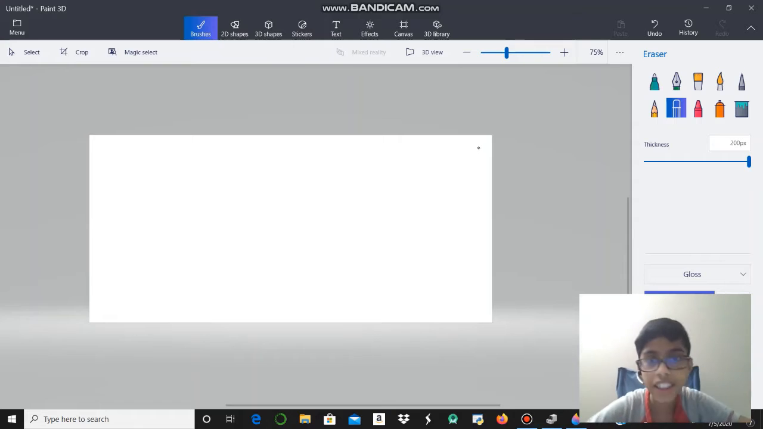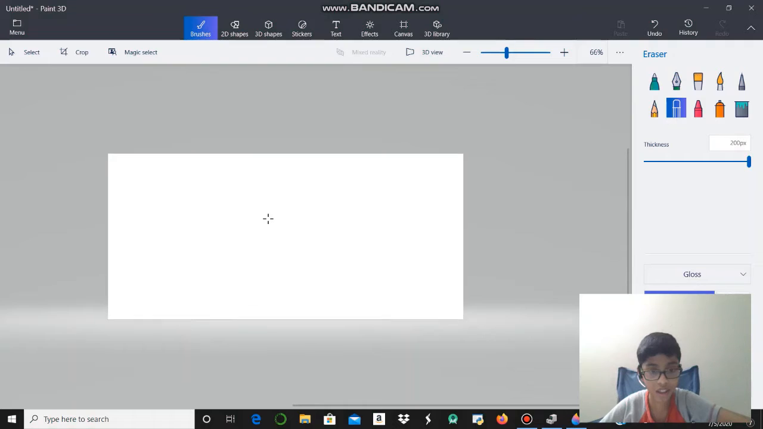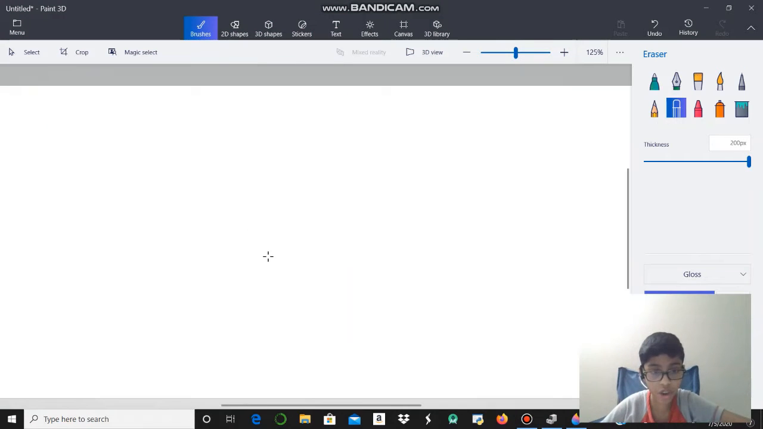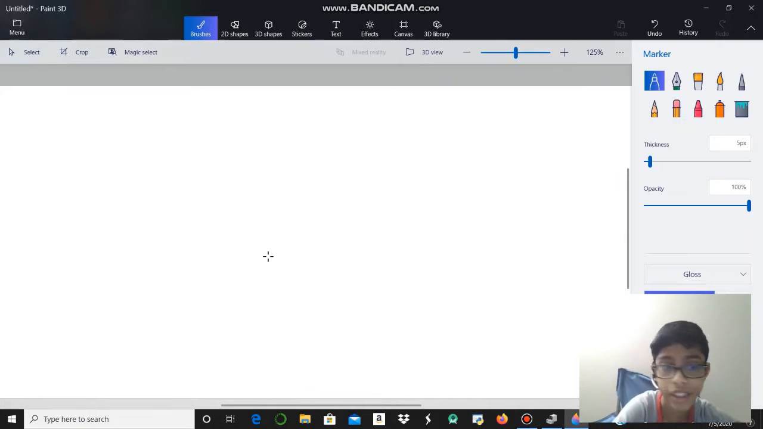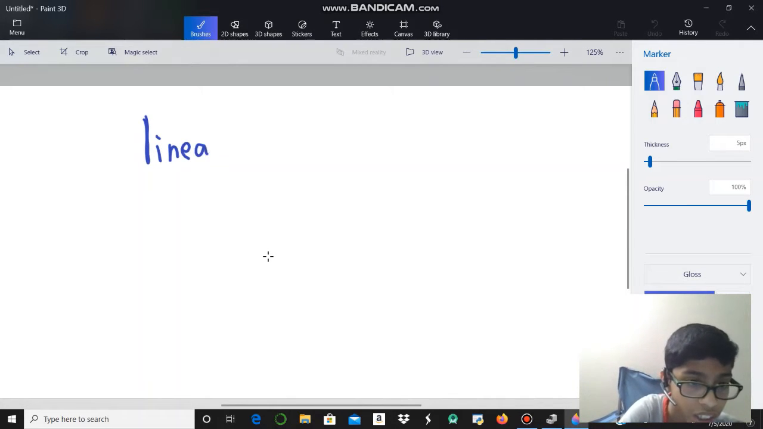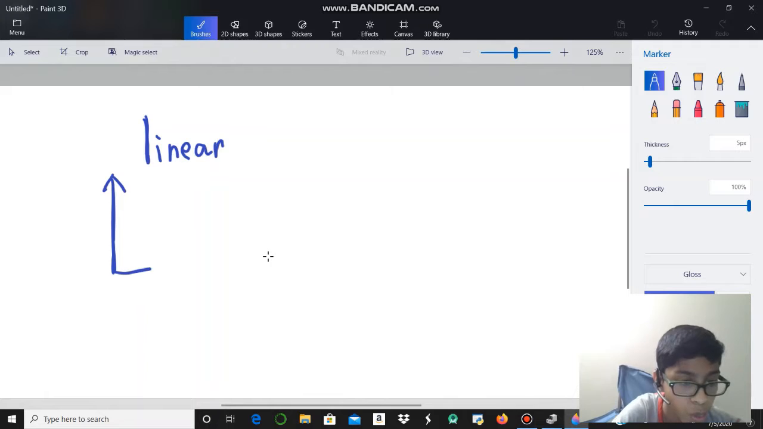Let's talk about the linear regression algorithm before getting into the logistic regression algorithm. I'm in Paint 3D and I'm just going to draw a linear regression model. So what does a linear regression algorithm do?